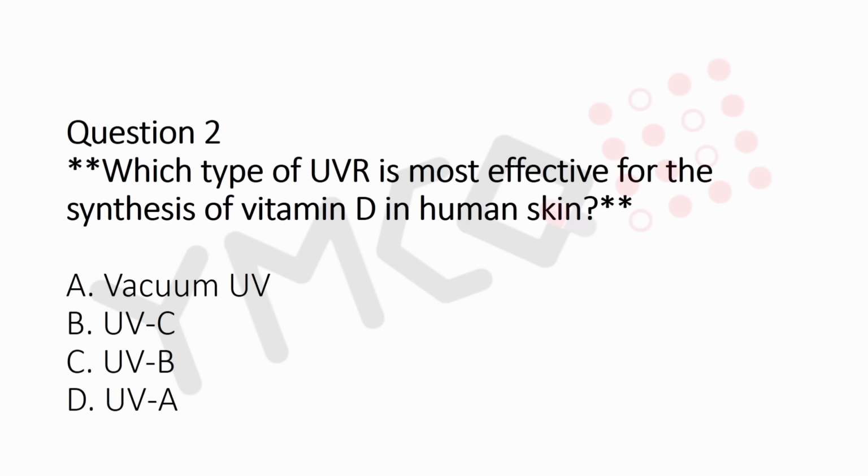Which type of UVR is most effective for synthesis of vitamin D in human skin? Option A, vacuum UV. Option B, UVC. Option C, UVB. Option D, UVA. And the answer is option C, UVB. Now let's move to question number 3.